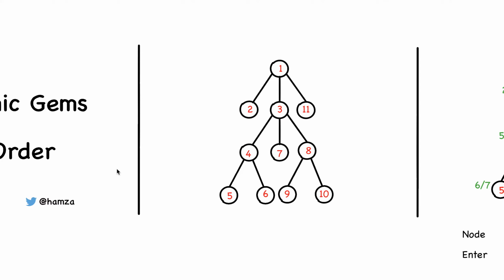Alright, let's get started. So let's look at this simple tree structure. I've numbered the nodes in the order they will be visited by a depth-first traversal, which basically means that starting from the root at the top, we traverse the tree from left to right, going deep whenever we can. Our algorithmic gem for today, which I call depth-first order, means that as part of the depth-first traversal process, we record when each node enters and exits the process.